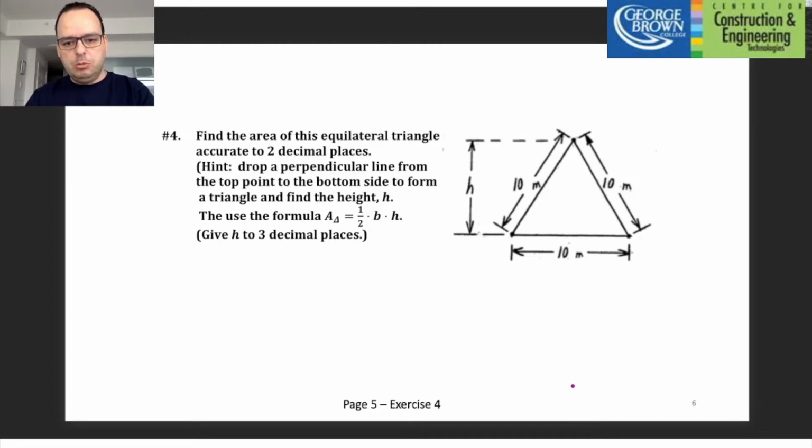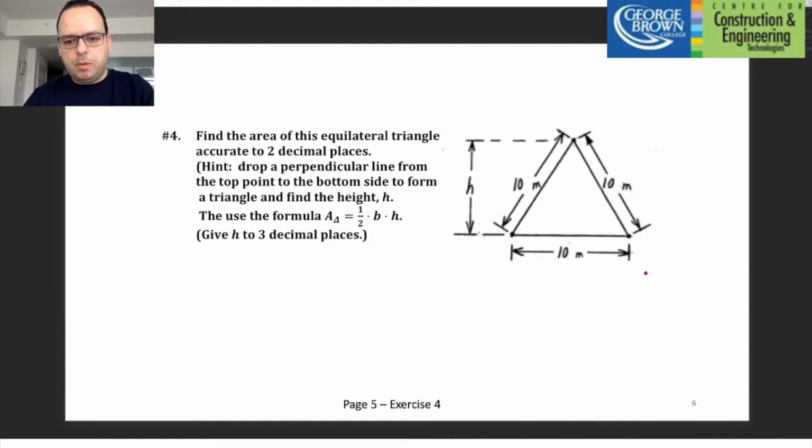Alright, here's a little bit more complicated question. We have exercise 4 on page 5. The question here is to find the area of this triangle. This is an equilateral triangle because all of the side lengths are equal. You could also calculate some angles, but we're not going to use angles in this chapter.